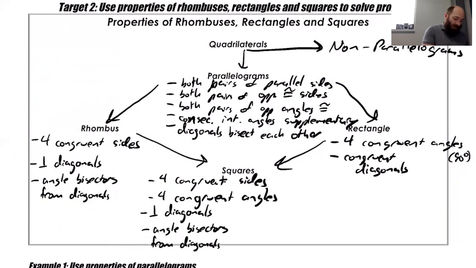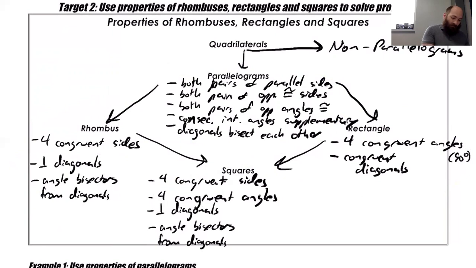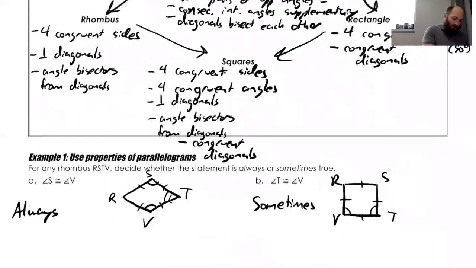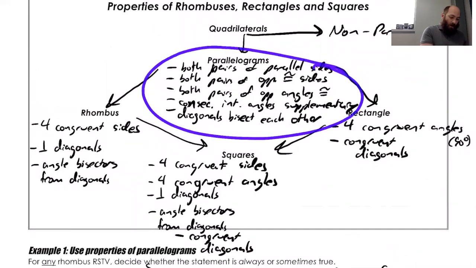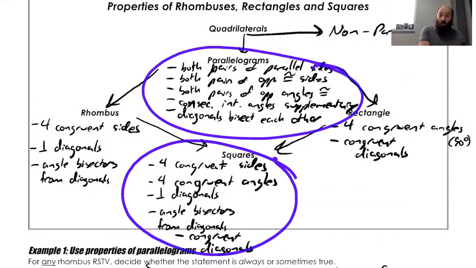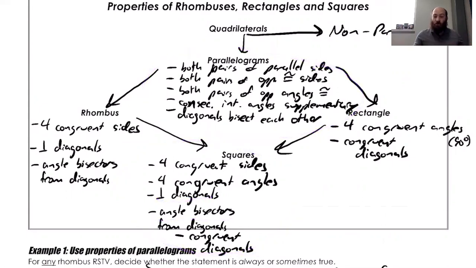So I'm going to go ahead and just duplicate that, and that's going to come down here. And same with this. So a square has the initial 5 right here, and it also has 5 more. There are 10 properties that apply to a square. So squares also have perpendicular diagonals. They have angle bisectors for their diagonals, and they have congruent diagonals. So all of these things are true for a square. It's the most specific shape, but it has the most properties.